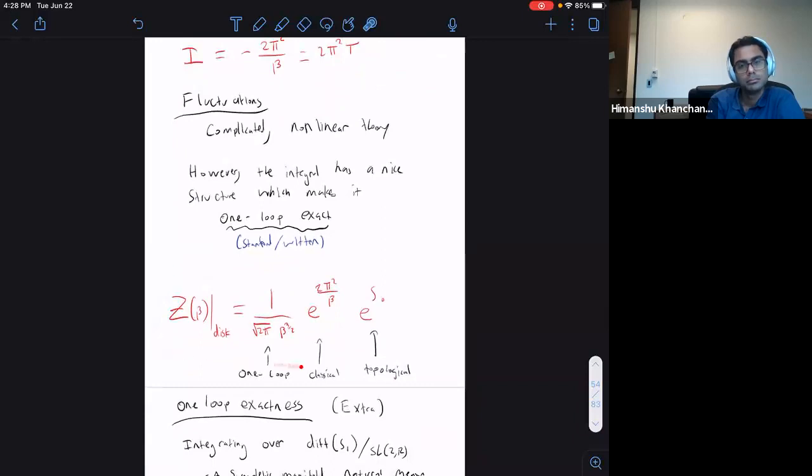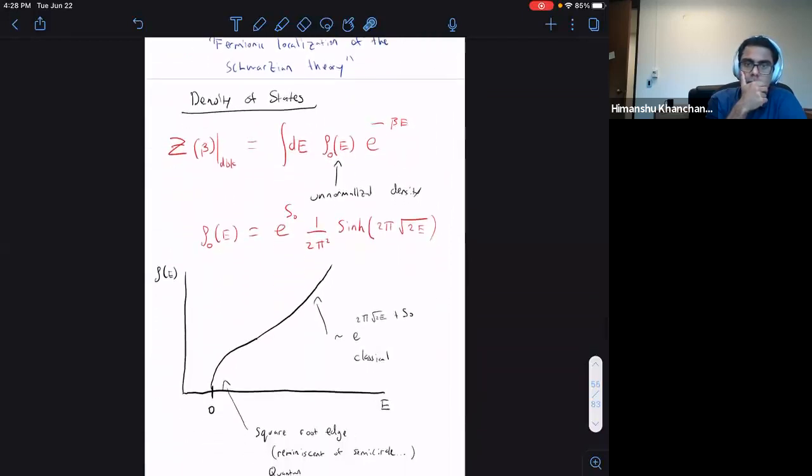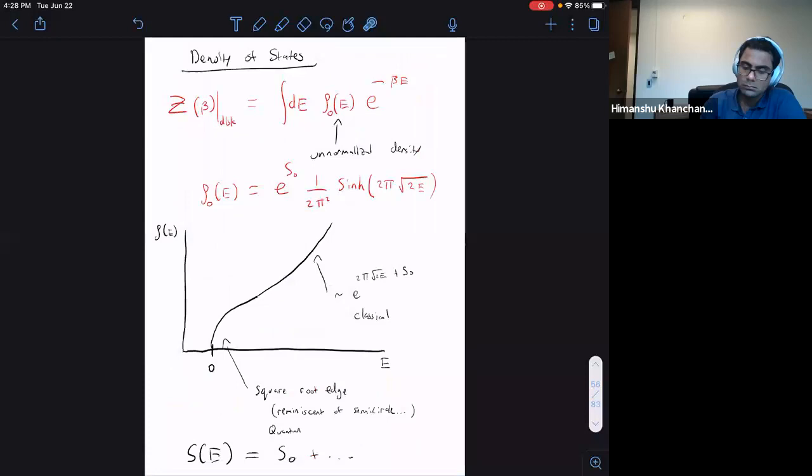This is the exact answer for this partition function, integrating over all these disk topologies. From that partition function, you can do lots of things. You can look at thermodynamic properties or whatever. What we're going to do right now is ask what density of states gives this partition function. We take our function for Z of beta that we had just found, and say that it's equal to the integral dE of some density of states rho naught of E times e to the minus beta E. From that, you can just inverse Laplace transform and find this function here, rho of E.